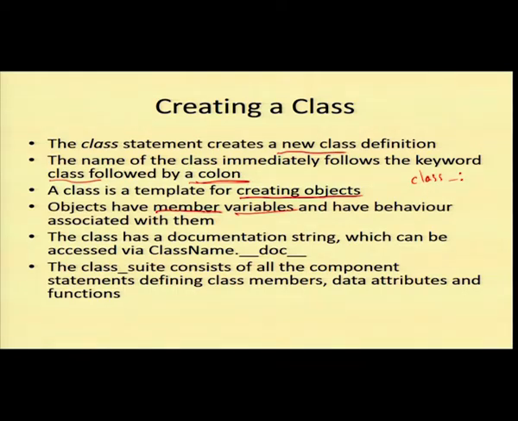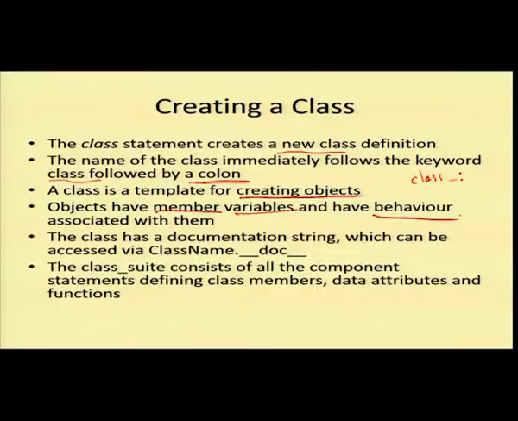So, Python has various names, but C++ is said to be an object oriented language, wherein the objects you will be saying in C++ as objects or instances of a class. Similarly over here, objects have member variables. Similarly over here in Python, the objects have member variables and have the behavior which is associated with them.